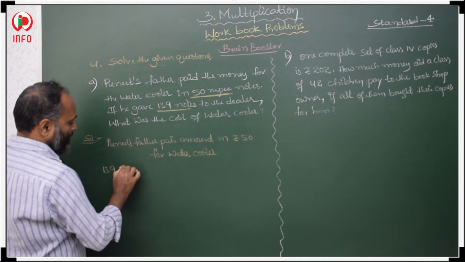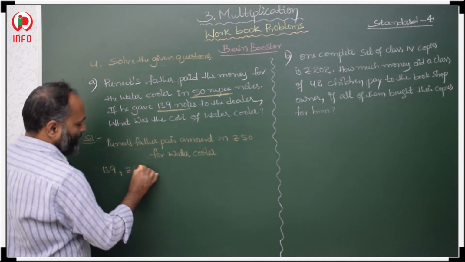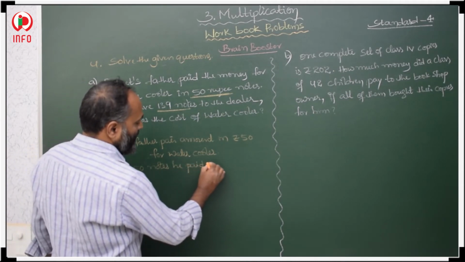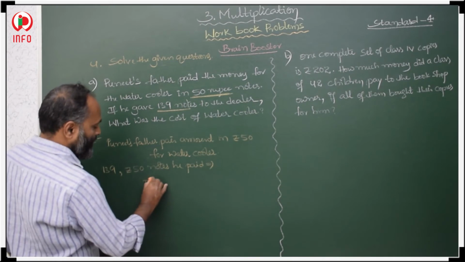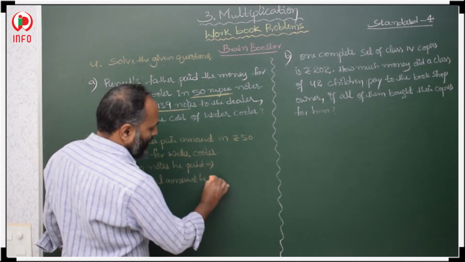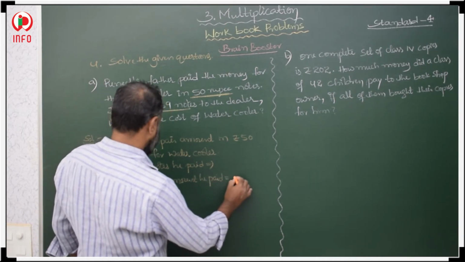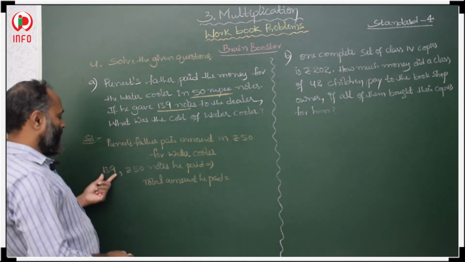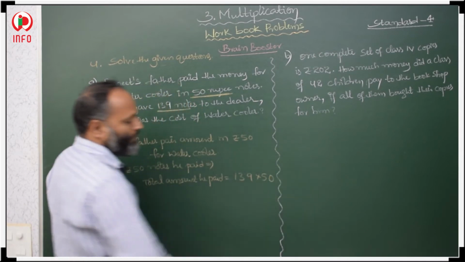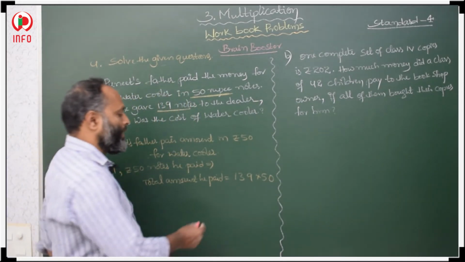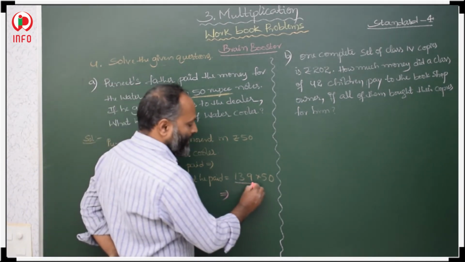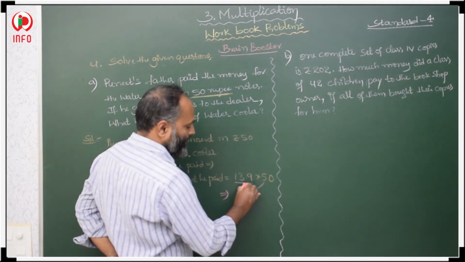$139 rupees 50 notes he paid. That implies the total amount he paid. Total he paid is equal to 139 with 50. We have to multiply 139 with 50. Now how to multiply? It is very easy. We have to multiply 139 with 5.